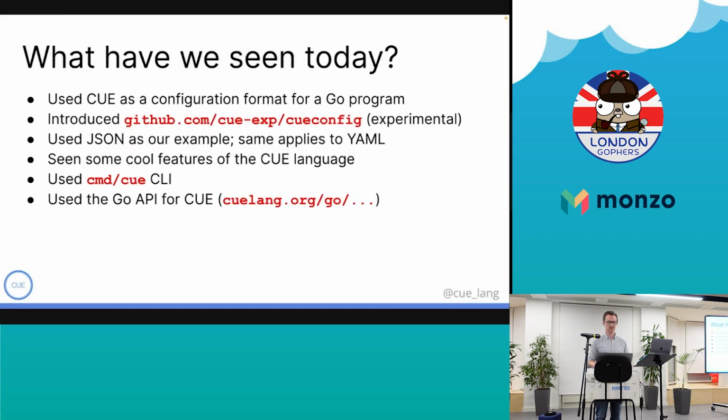Great, so what have we seen today? As I said, we've now seen how Q can be used as a configuration format for a Go program. And the main question you might be asking is, well, why would you use Q? Hopefully you saw some aspects of the Q language that lend themselves much better to maintenance of configuration files. Configuration files are not always as short as that JSON file. They can be much, much bigger.